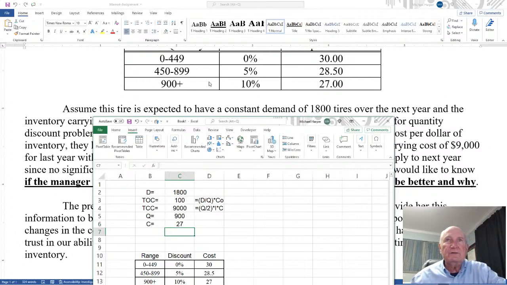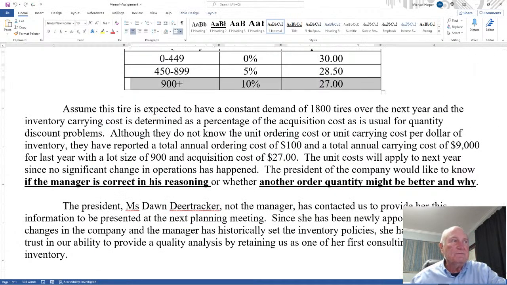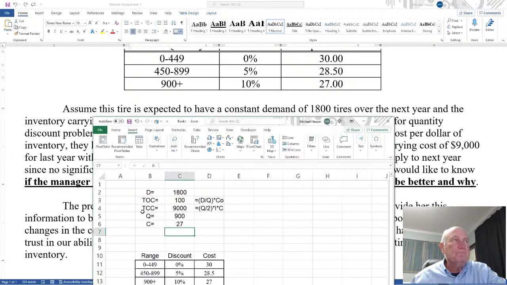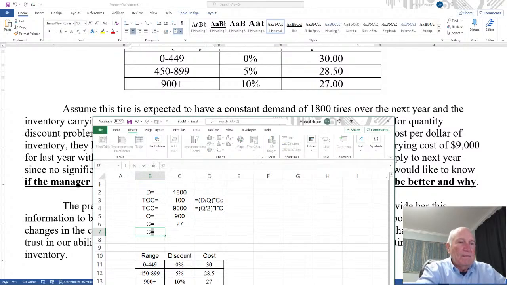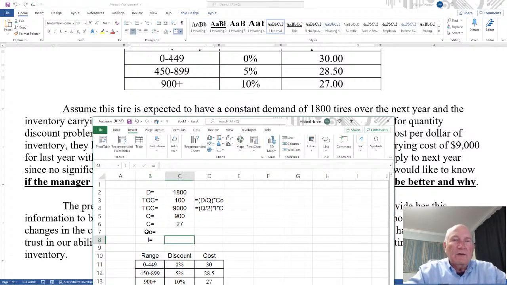Because if this is 900, this is 27. Okay, very good. Now we have this information. Now let's calculate C sub O, and then the I. So let's do that.